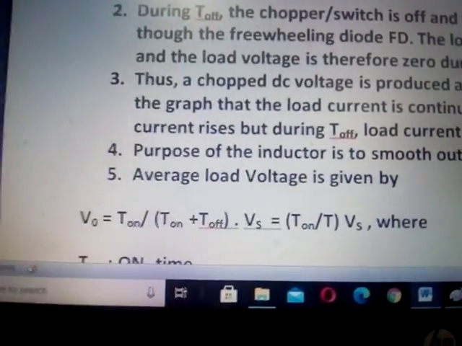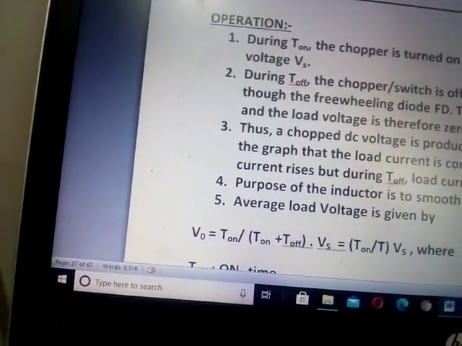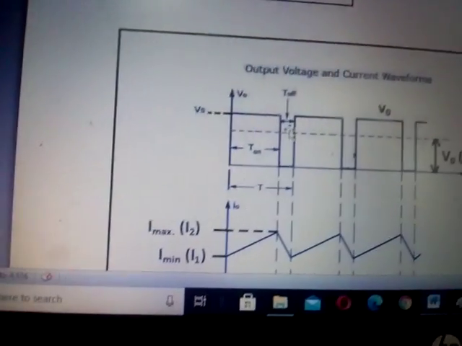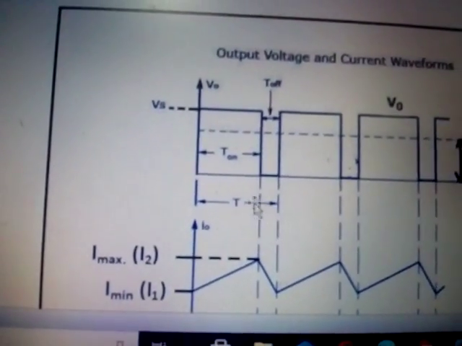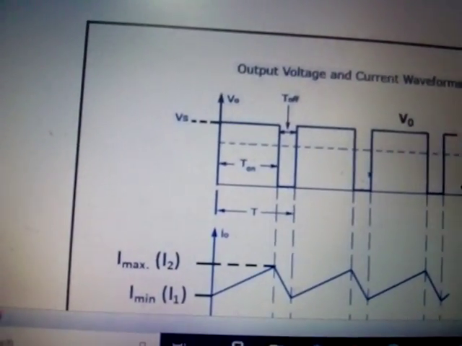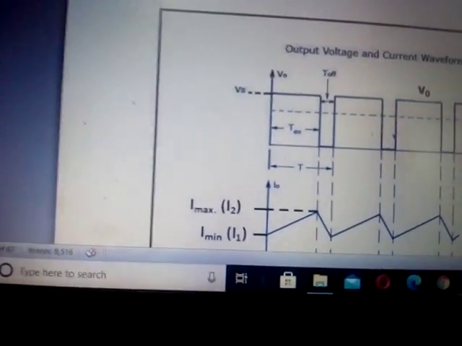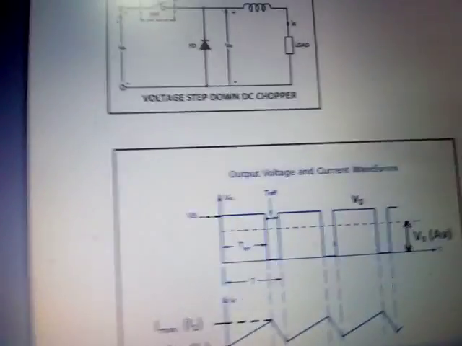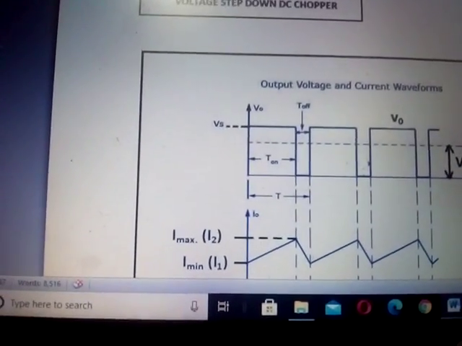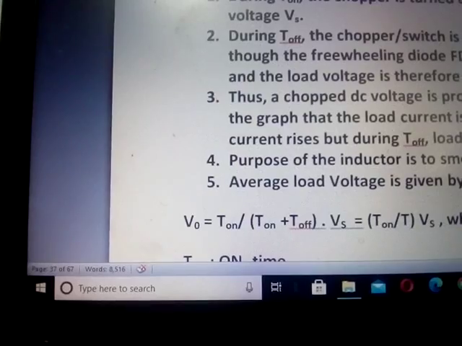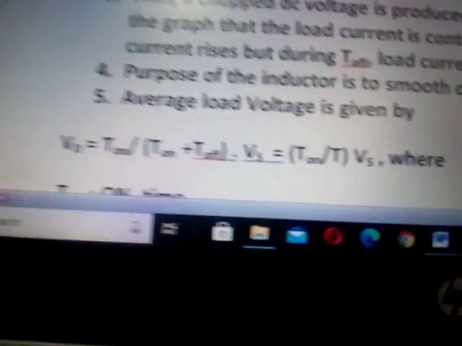Output voltage will be on time by full period. You have here on time, then off time. This is the full period. On time by full period is the duty cycle. It is a fraction of the input supply voltage what you get at the output. So output voltage will be equal to input voltage into duty cycle. That is what is given in the equation here.